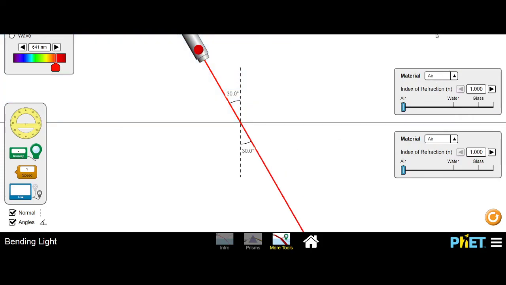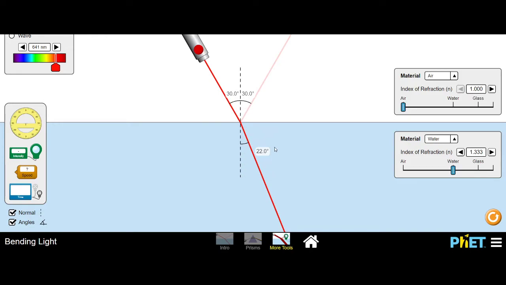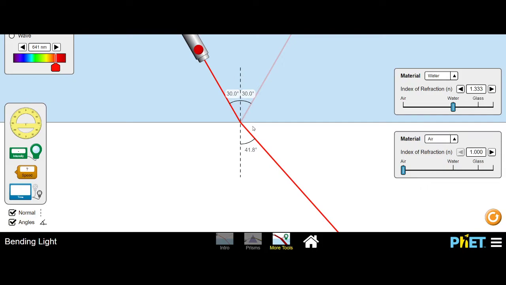Switch it up back again to air and water. This is 30 degrees. It's now a smaller angle, 22 degrees. We're going to say that this refraction happened towards the normal line. So right here we're going towards the normal line because the angle got smaller. And over here we're going to say the refraction is away from the normal line because the angle got larger.